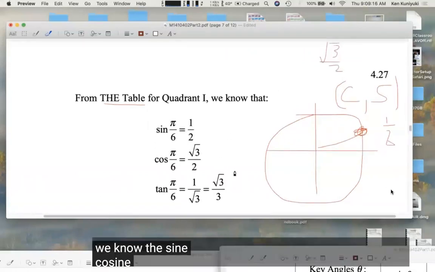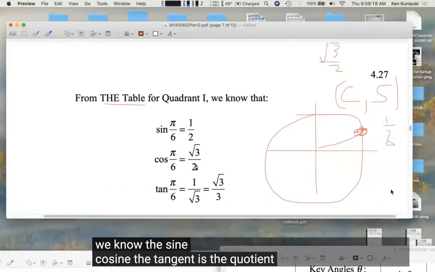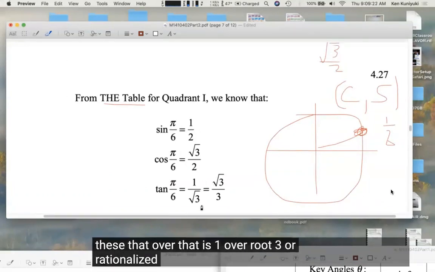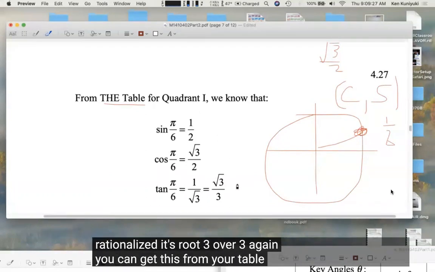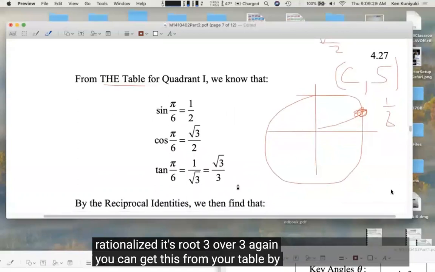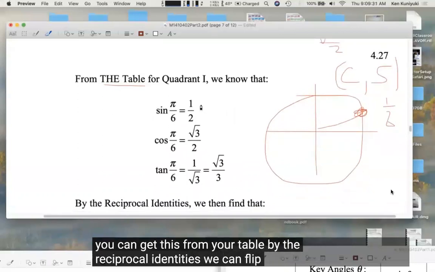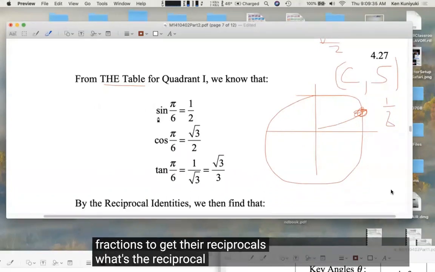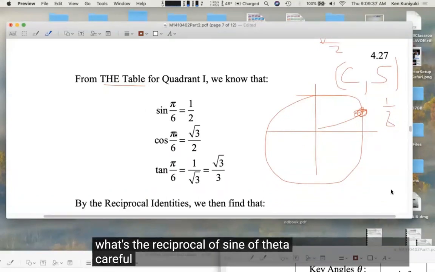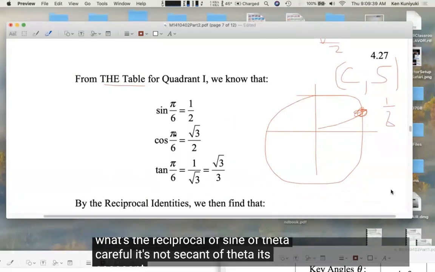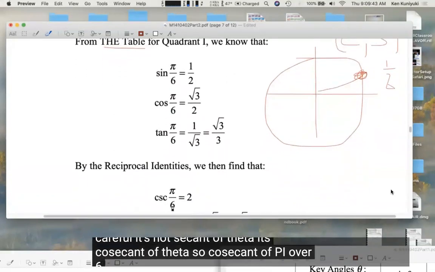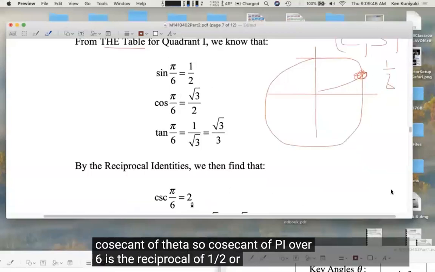So we know the sine and the cosine. The tangent is the quotient of these. That over that is 1/√3, or rationalized, it's √3/3. Again, you can get this from your table. By the reciprocal identities, we can flip these fractions to get their reciprocals. What's the reciprocal of sine of theta? Careful, it's not secant of theta, it's cosecant of theta. So cosecant of pi over 6 is the reciprocal of 1/2, or 2.